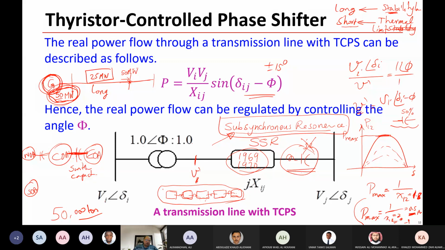But of course, the switched capacitor will also help in increasing the power transfer. You have here a capacitor at the end, and this capacitor will reduce the net reactance of the line, and you can send more power from eastern to central.